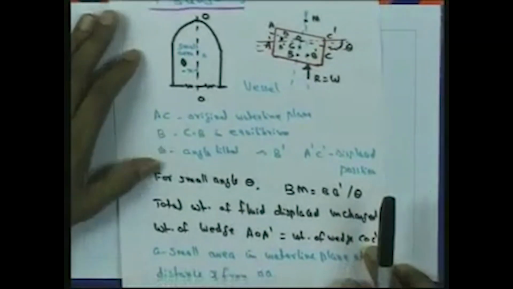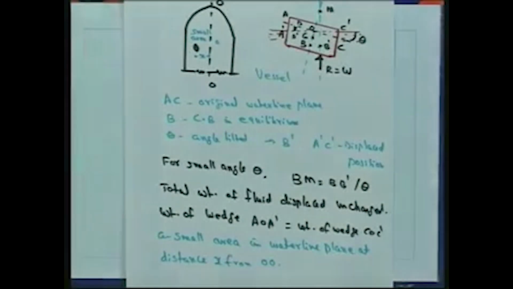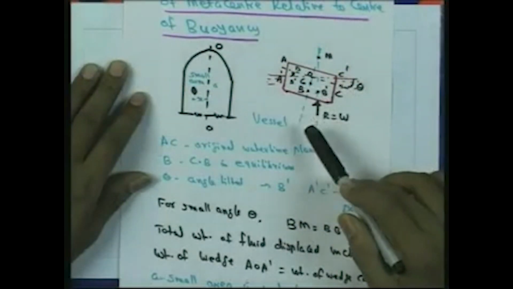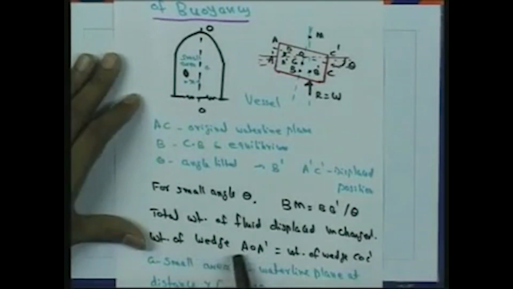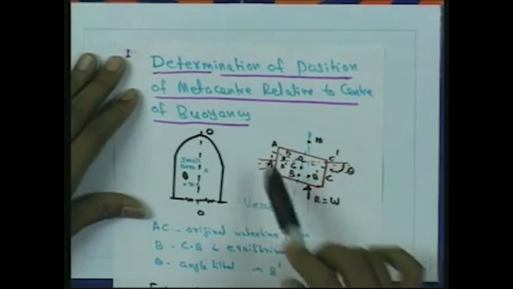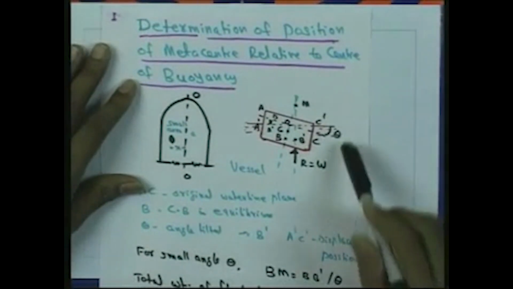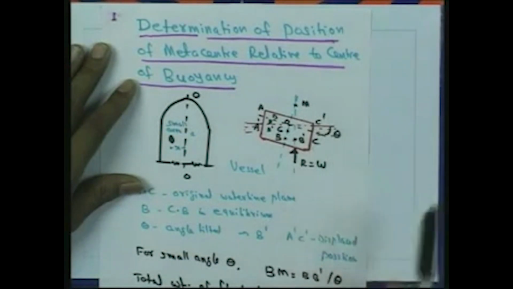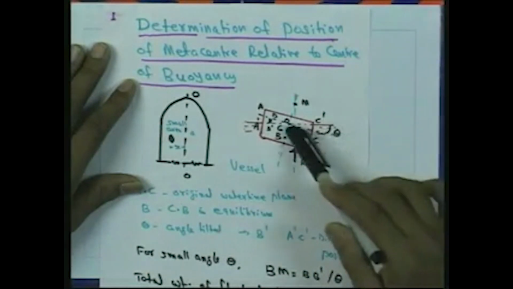Since we are giving only a small tilt to the vessel, the total weight of the fluid displaced is unchanged. With respect to this figure, the weight of the wedge AOA dash is equal to the weight of the wedge COC dash.